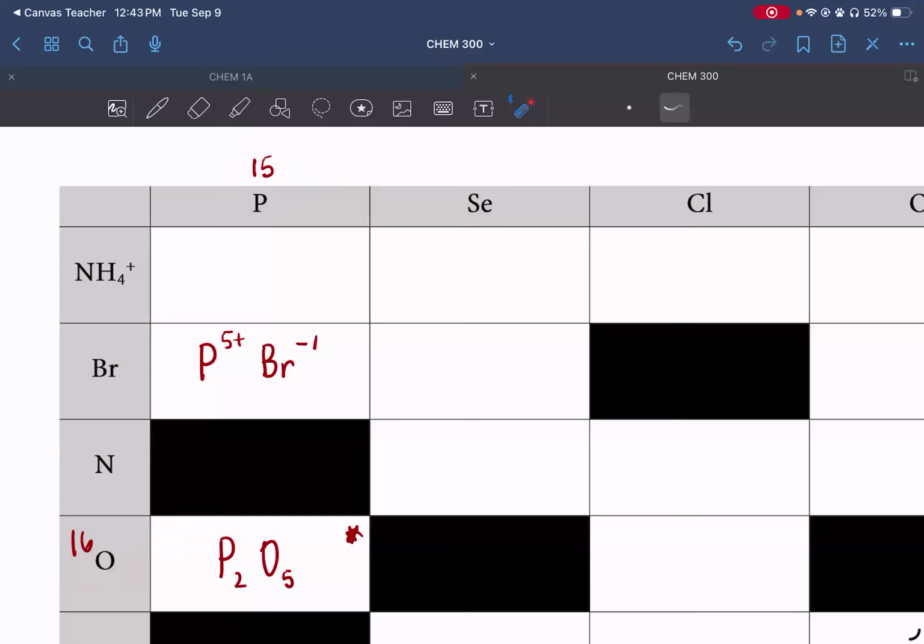Now, oxygen is right by neon. So it being an anion makes sense. It just gains 2 electrons. That's what we're used to. The phosphorus has to become a cation. It has to lose electrons. You're not going to lose electrons and get to 18. You have to lose 5 electrons specifically to look like neon.